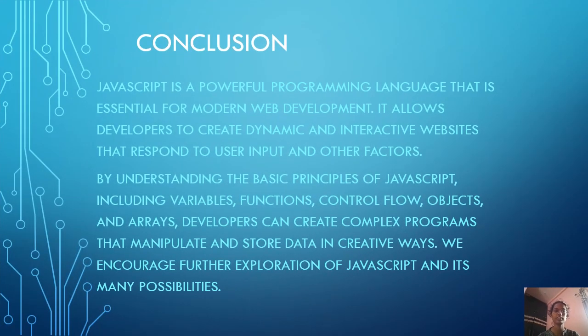Now the final conclusion. JavaScript is a powerful programming language that is essential for modern web development. It allows developers to create dynamic and interactive websites that respond to user input and other factors. By understanding the basic principles of JavaScript, including variables, functions, control flow, objects, and arrays, developers can create complex programs that manipulate and store data in a creative way. We encourage you to further explore its many possibilities. This is the conclusion of JavaScript.